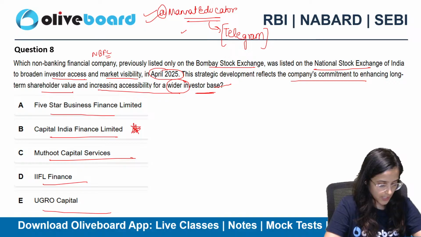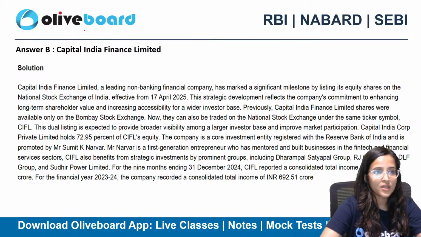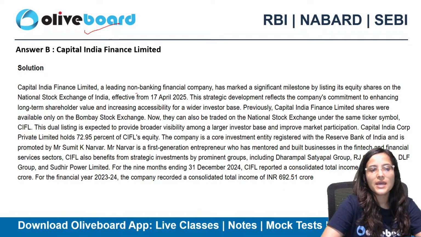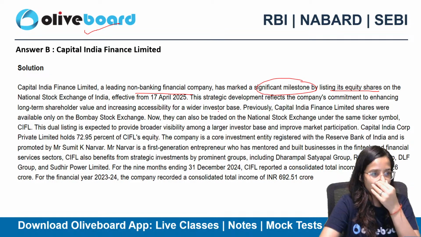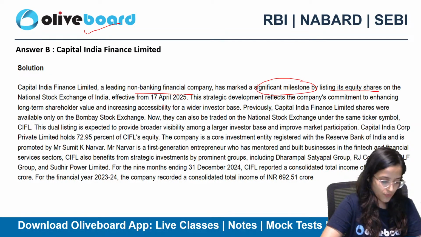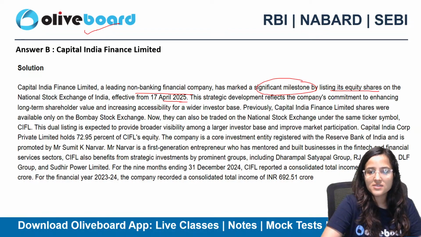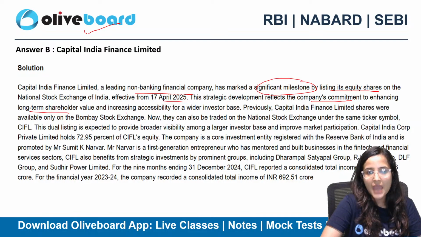So Rahul and Ashish have given me B as the answer. The correct answer is B. Very good. Capital India Finance Limited. So, this is a leading NBFC which has marked a significant milestone by listing its equity shares on NSE, effective from 17th April 2025. This strategic development reflects the company's commitment to enhancing long-term shareholder value and increasing accessibility for a wider investor base.